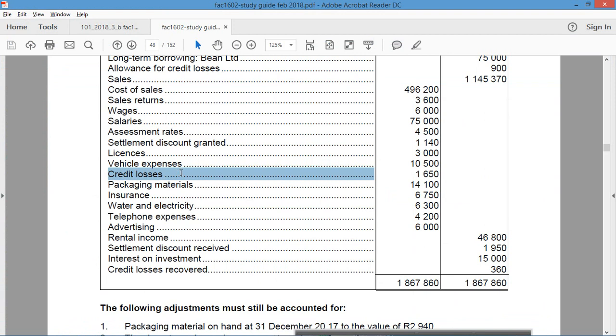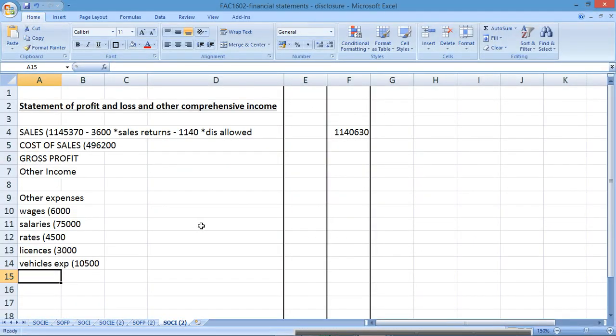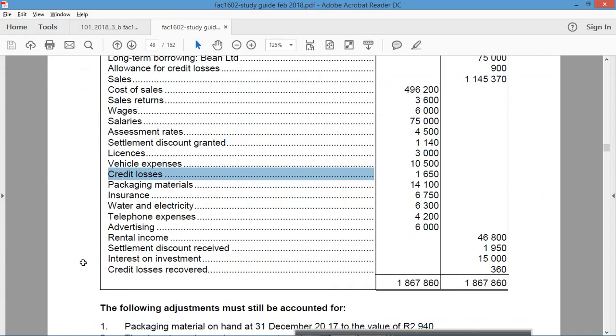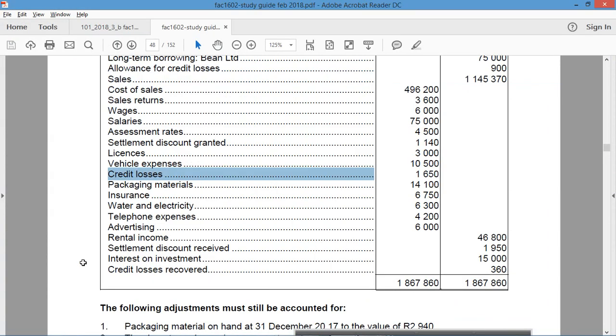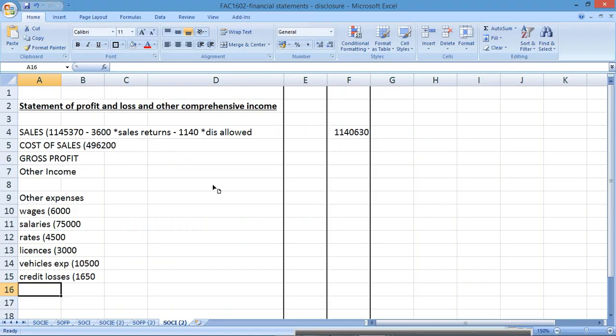Credit losses is a negative asset. No, an allowance for credit losses is a negative asset. Credit losses is expense. Remember it has a debit balance. Always look at the debit or credit as a clue. Credit losses goes where? Expense. Yes. What is it? 1650. Packaging expense. Correct. 14,100.